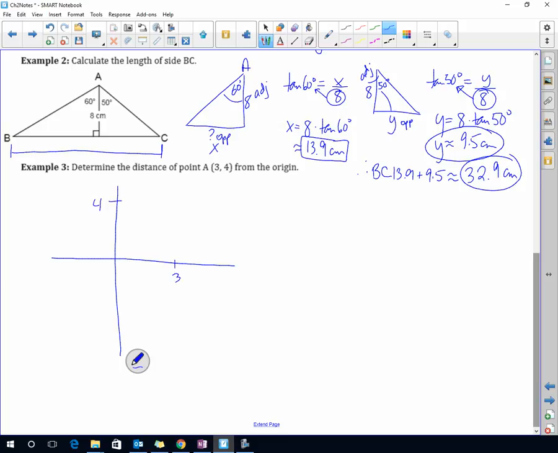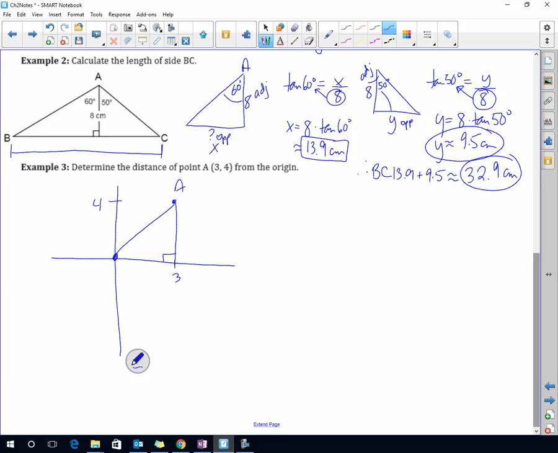Well, let's draw a right triangle. What's the distance from here to here? Right here? 3. What's the distance from here to here? 4. So what do you think we do to figure this out? We would do the Pythagorean Theorem.